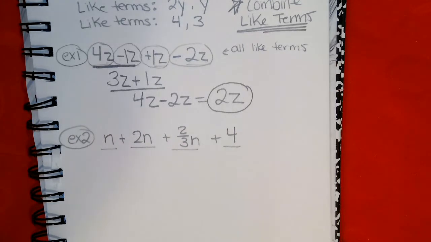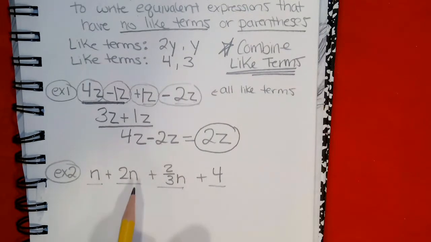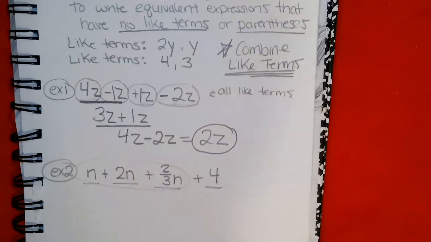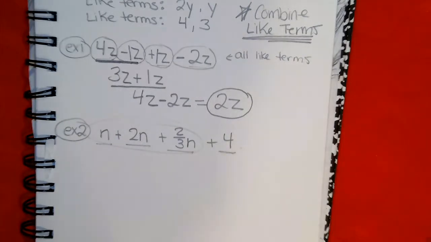And now I'm going to see, well, which terms are like terms? These 3 terms all have an n in them. So the first 3 terms are all going to be like terms. I can combine all of those together. I cannot combine the 4 because it does not have n as a variable. This is a whole number, so this is going to stand on its own. The only ones I'm going to combine are the ones that have the n.